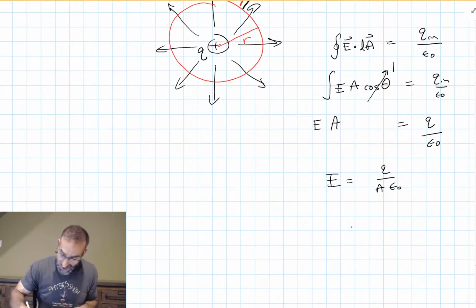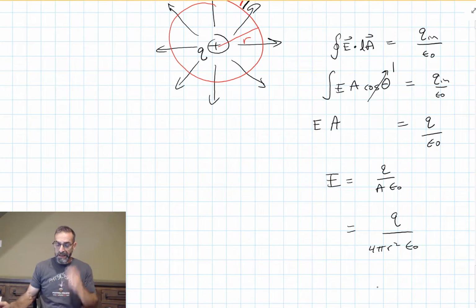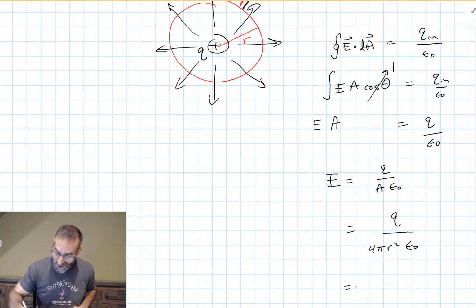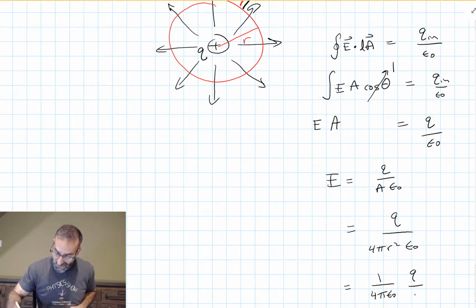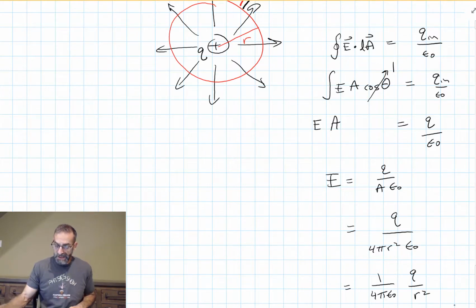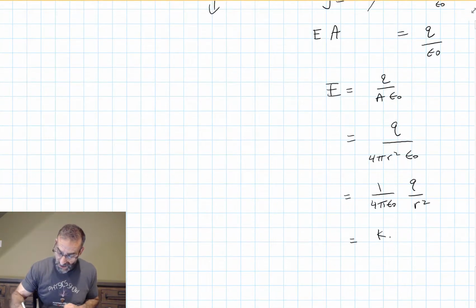So I have here Q, the area of a sphere, and epsilon naught. I'm just going to rearrange this a little bit: 1 over 4 pi epsilon naught. Those are all my constants. I have the charge, and I have 1 over r squared dependence. Now, 1 over 4 pi epsilon naught is actually our constant k that we use in our electrostatics equations. So this is kq over r squared.